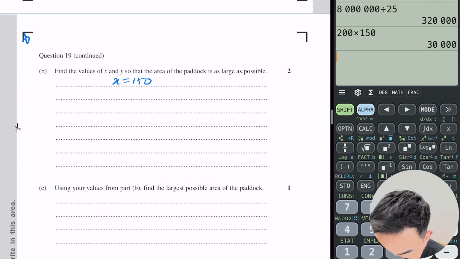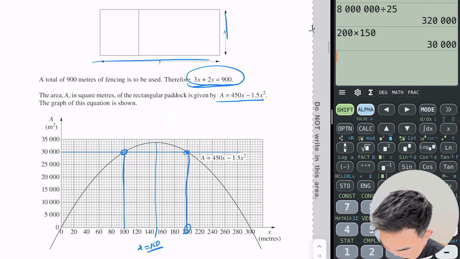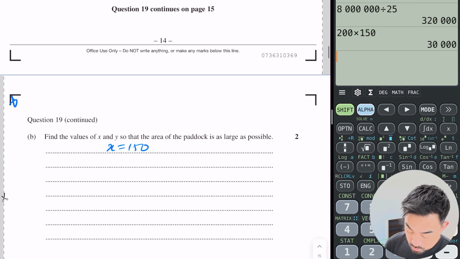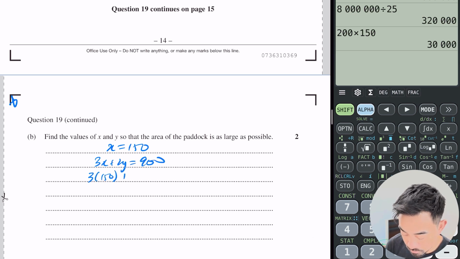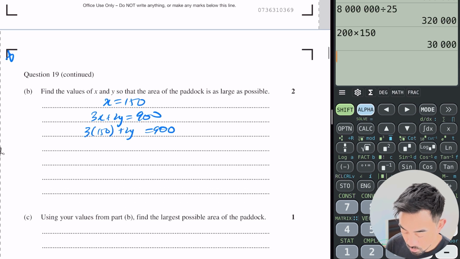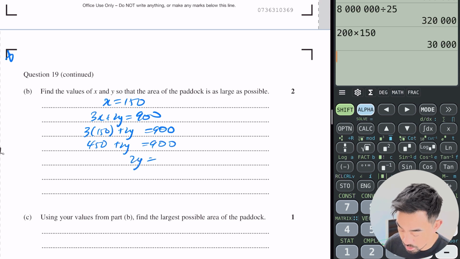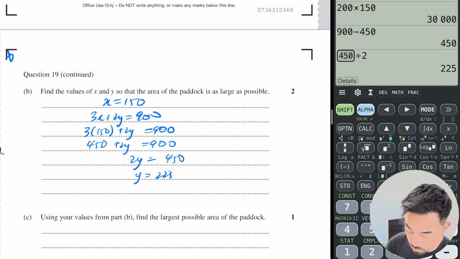Okay, so what is my area formula? So I go back up here. Actually, I don't need it. I'm trying to find y. So I use this perimeter formula: 3x plus 2y is equal to 900. X is 150. 3 times 150 is 450. Plus 2y is equal to 900. So 2y is equal to 900 minus 450. That's 450 divided by 2. So y is equal to 225. These are my two values.